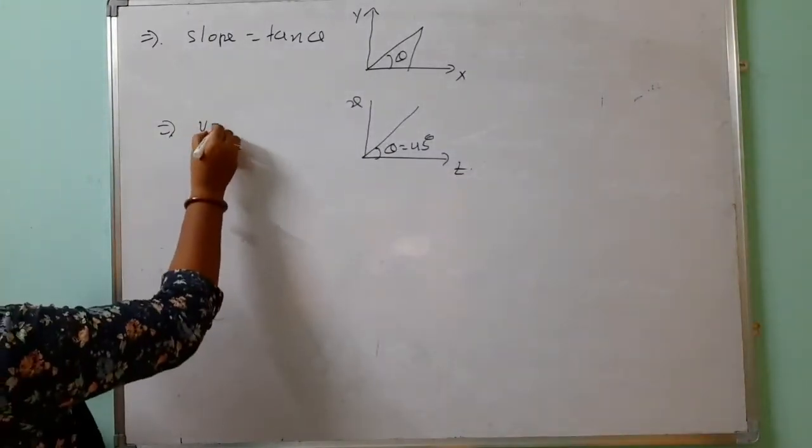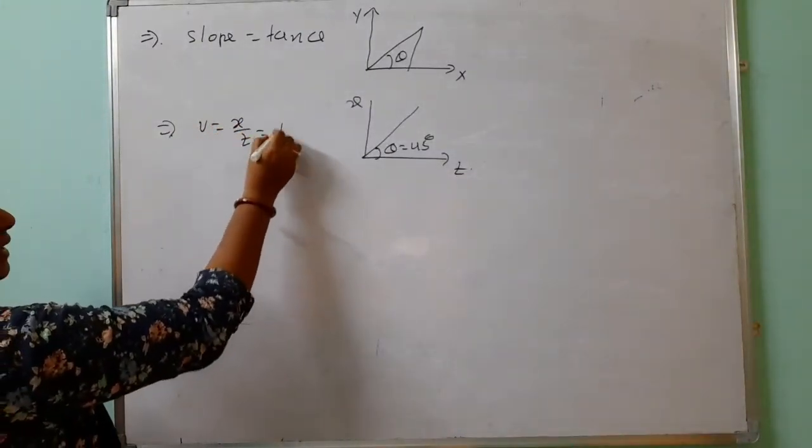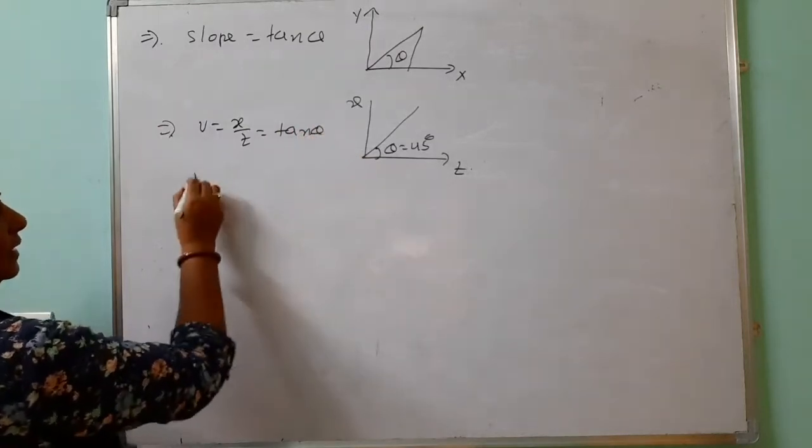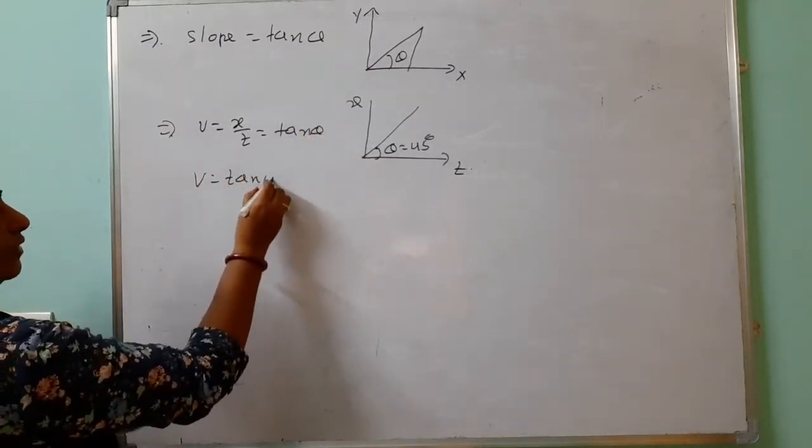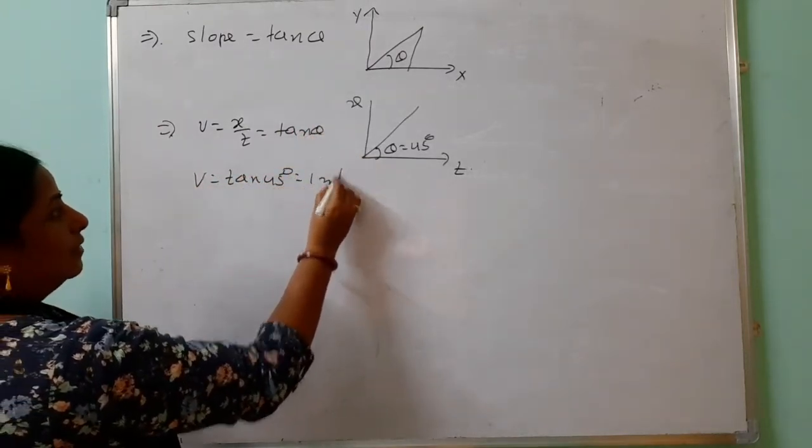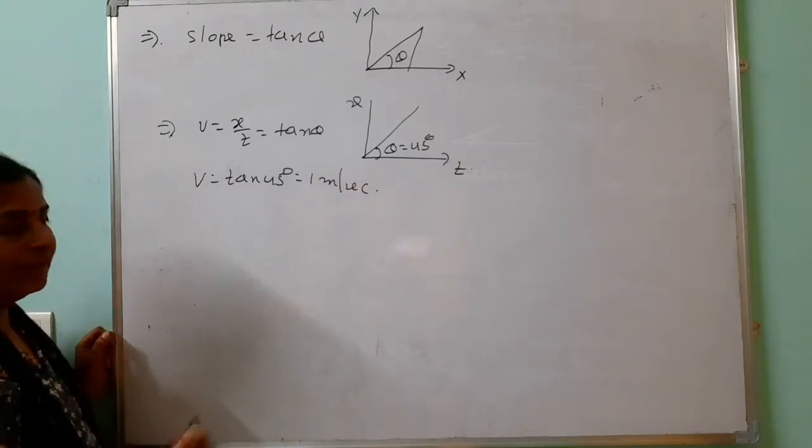How to find the velocity in this? You know that velocity is displacement by time, nothing but tan theta. Tan theta value, how much? 45 degrees. So this is 1 meter per second.